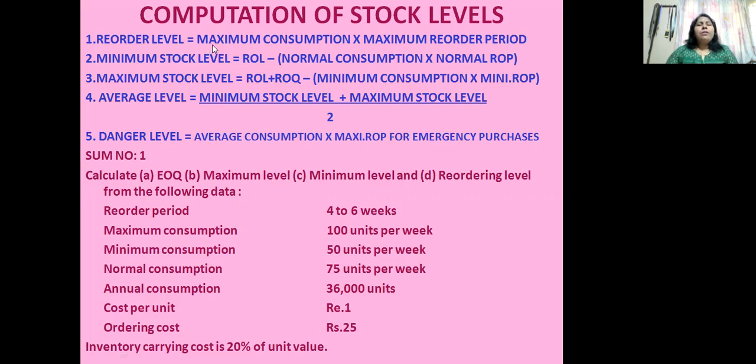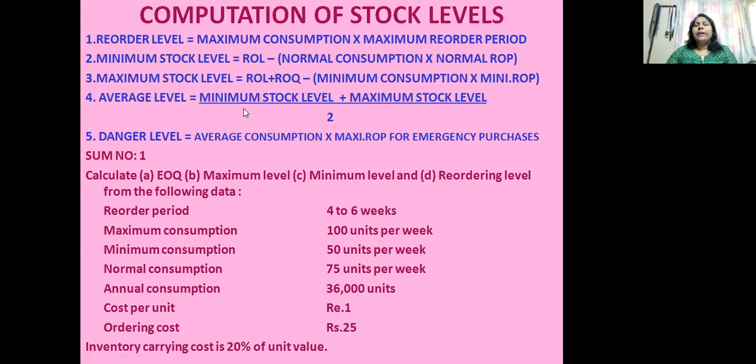So the reorder level formula is maximum consumption into maximum reorder period. I advise the students, without knowing the reorder level, you will not be able to calculate the minimum stock level and maximum stock level. With the answer of reorder level only, we can calculate the minimum and maximum stock levels. So whenever the problem asks you to calculate the stock levels, it's better to start with the reorder level calculation, then go to minimum, then third one is maximum.